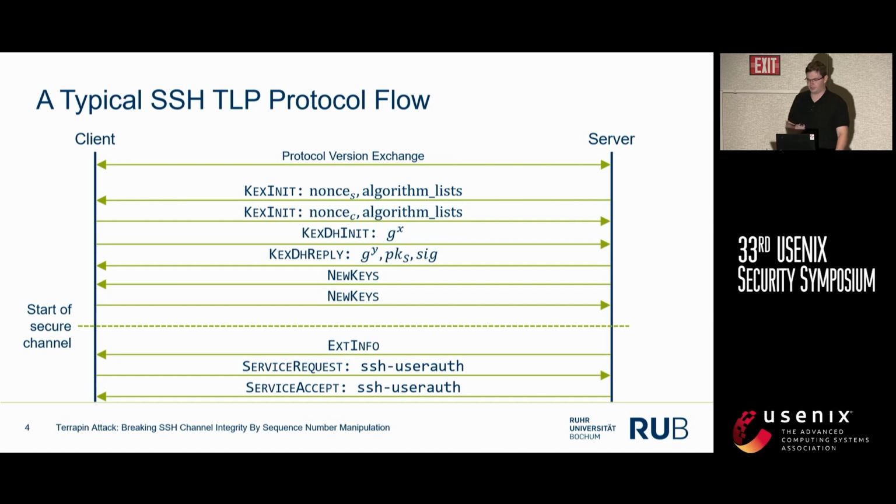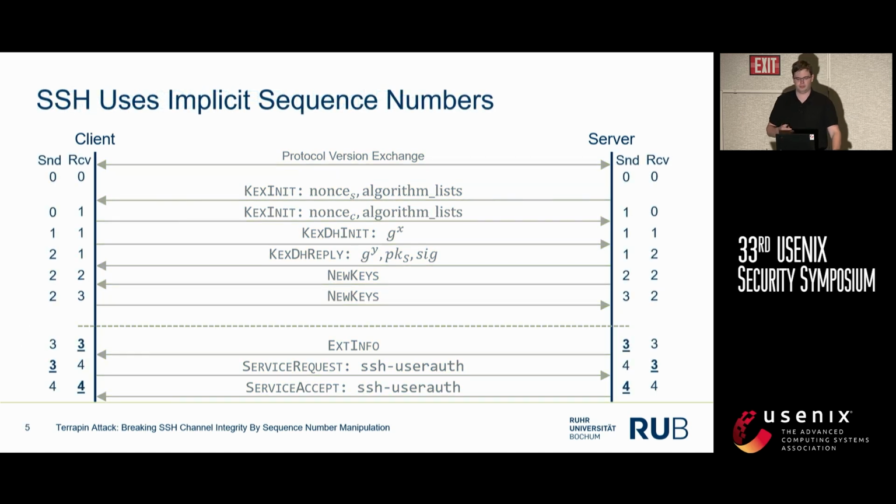Now, the paper name already gave it away that we will attack the SSH protocol by manipulating sequence numbers. So to start things off, we first need to understand how sequence numbers work in the SSH protocol. Now, sequence numbers in SSH are implicit, which means that they are not transferred over the transport, but rather counted on each side separately. This is done by each side keeping their own counter for sent and received messages. And whenever a message is sent or received, the corresponding count is incremented by 1.